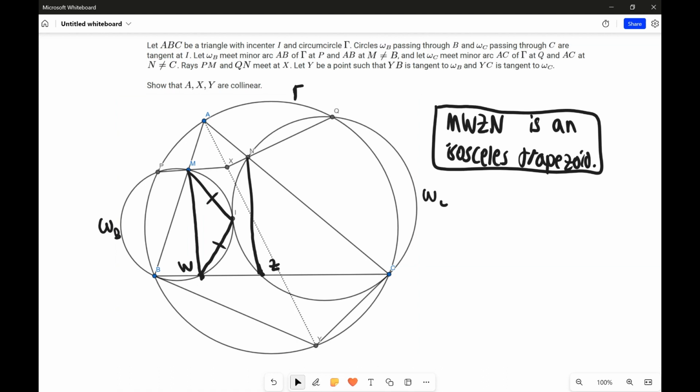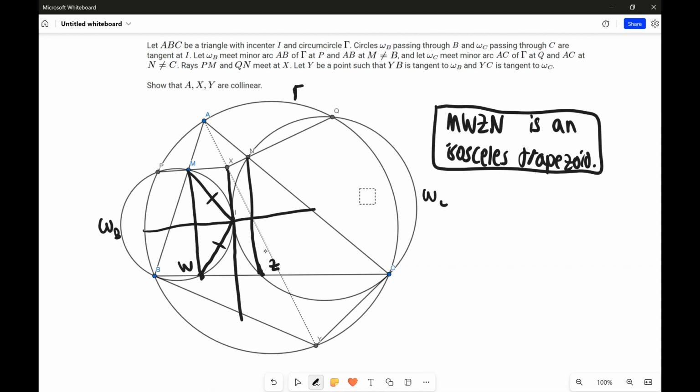And this clearly means that MW is parallel to the tangent at I, this common tangent that I drew in earlier. Similarly, we note that NZ is also parallel to the tangent at I. Therefore, MW is parallel to NZ. Furthermore, since MI is equal to IW, M and I are actually reflections about the line connecting the centers, as are N and Z. And this is clearly enough to imply that MN is equal to WZ, so we have an isosceles trapezoid, as claimed.